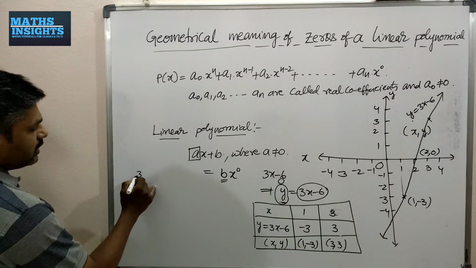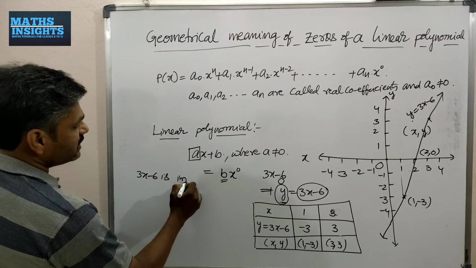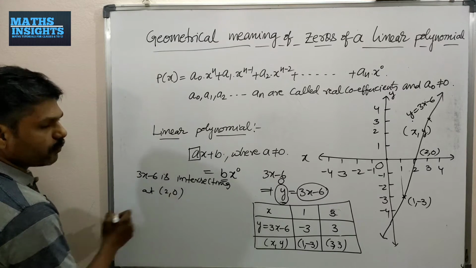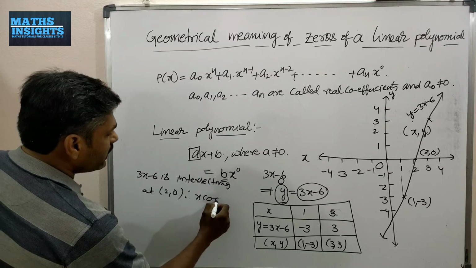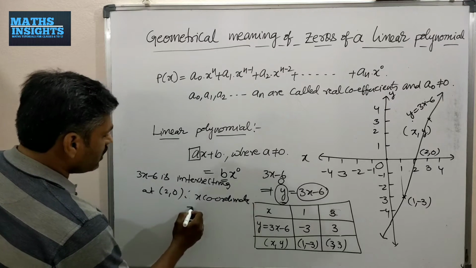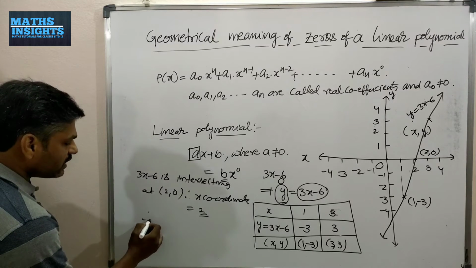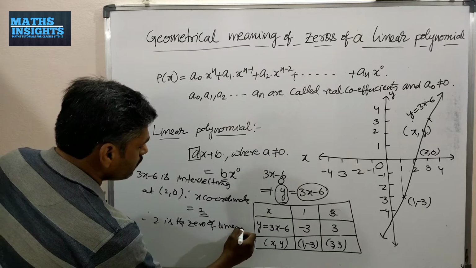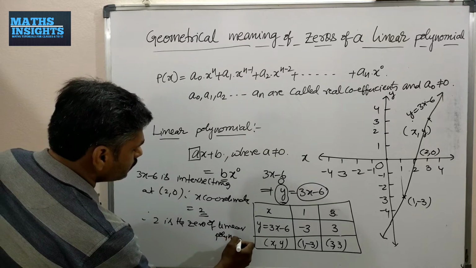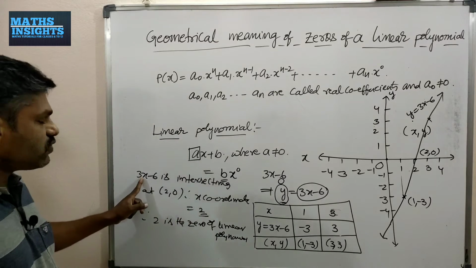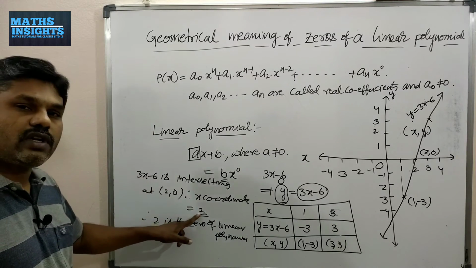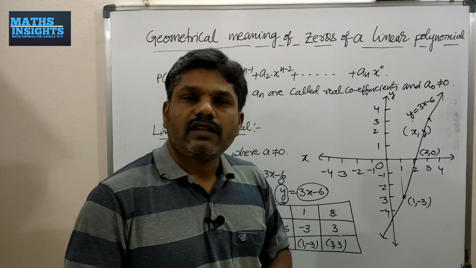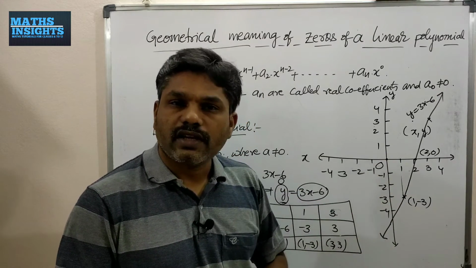See, 3x minus 6 is intersecting at 2, 0. Therefore, the x coordinate is equal to 2. Therefore 2 is the zero of the linear polynomial. If you substitute this x equals 2 in this, you will get 0. 3 into 2, 6. 6 minus 6, 0. Therefore, you calculated the zero of the polynomial by using the graph.